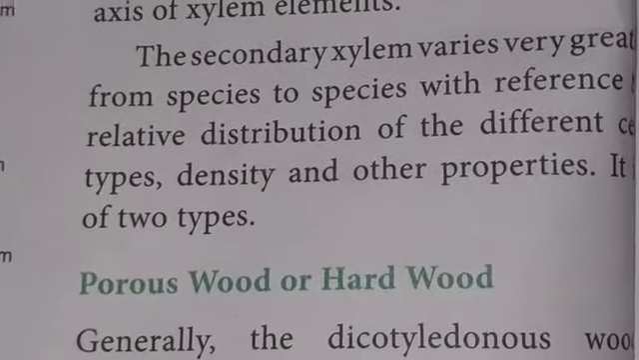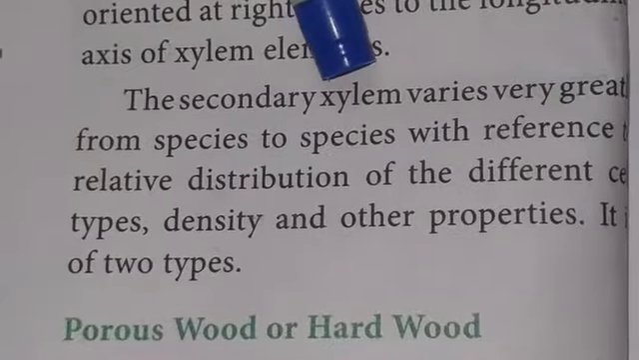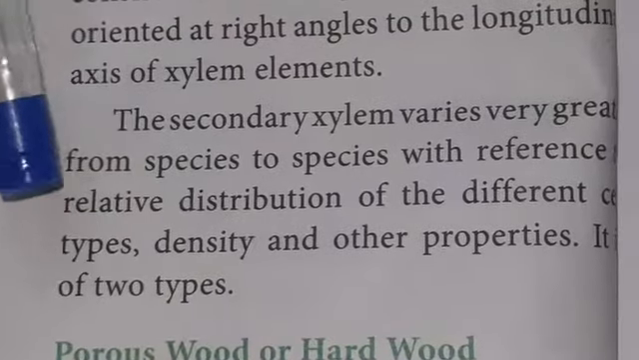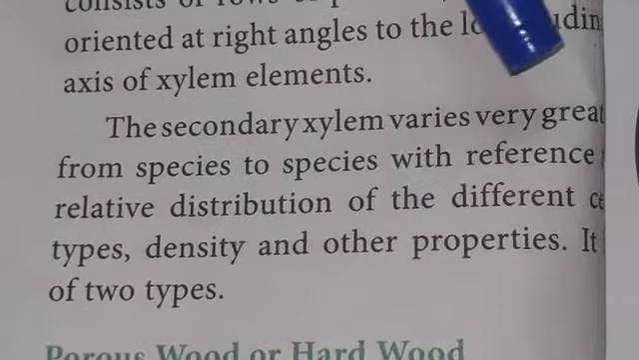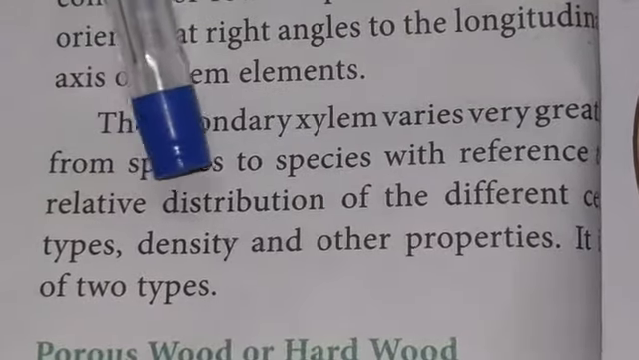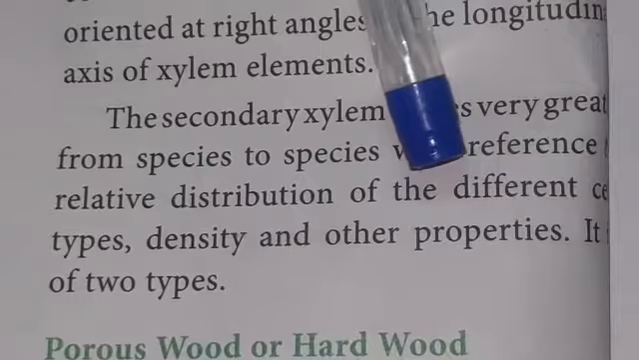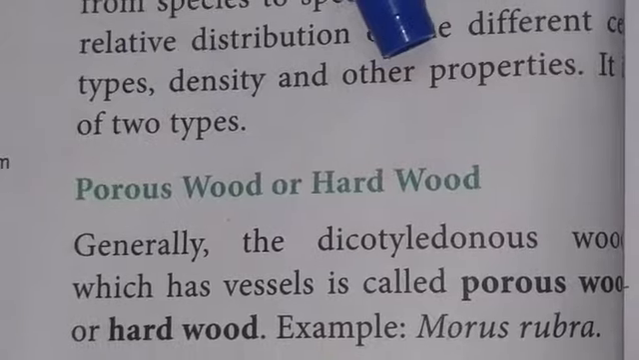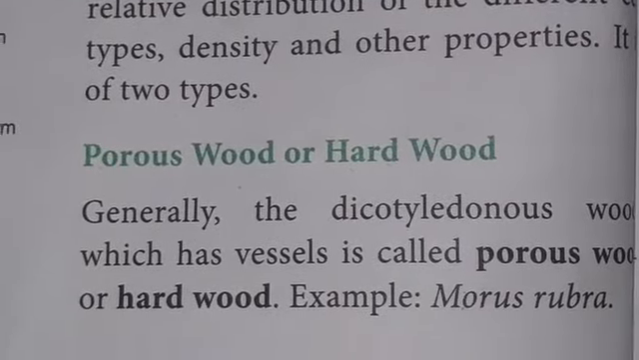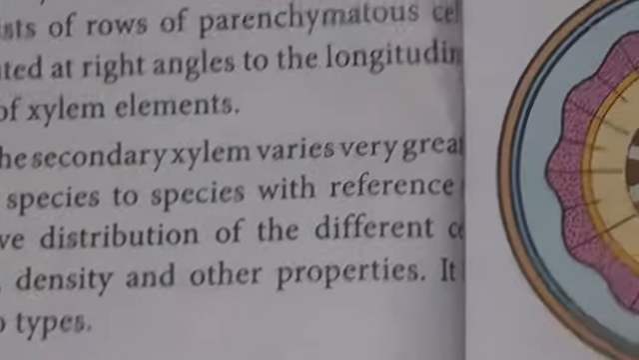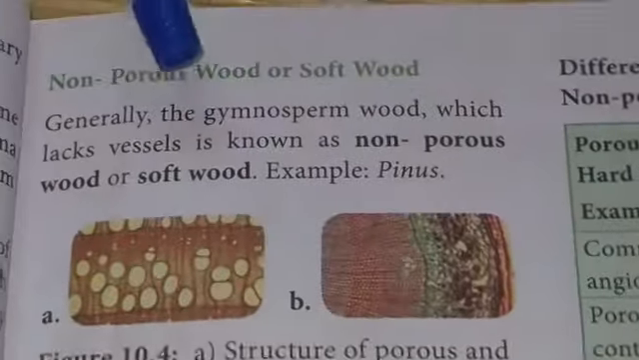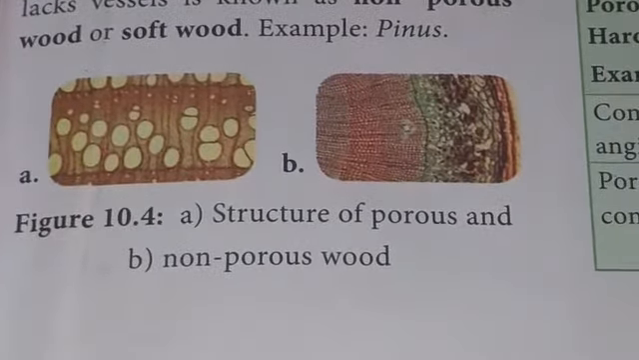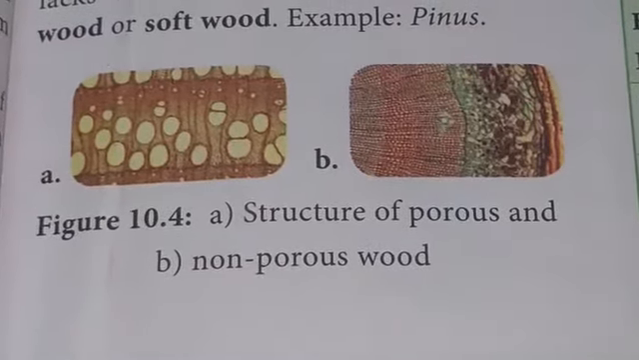The secondary xylem varies greatly from species to species, with reference to the relative distribution of different cell types. So they differ in their cell type, density and other properties. The secondary xylem is divided into two types: porous wood or hardwood, and non-porous wood or softwood. Based upon their density and cell type, the secondary xylem is divided into these two types, hardwood and softwood.